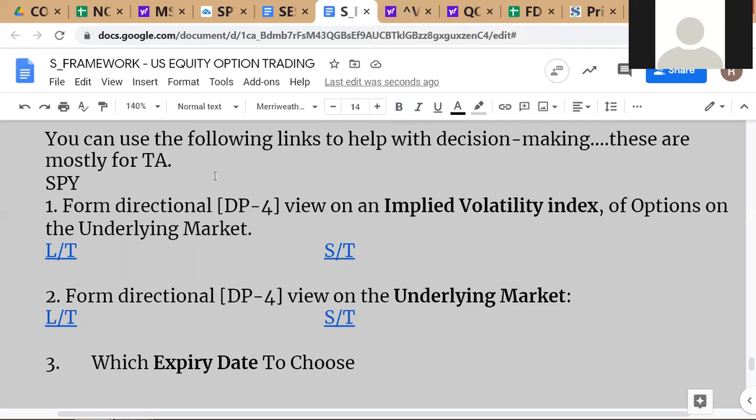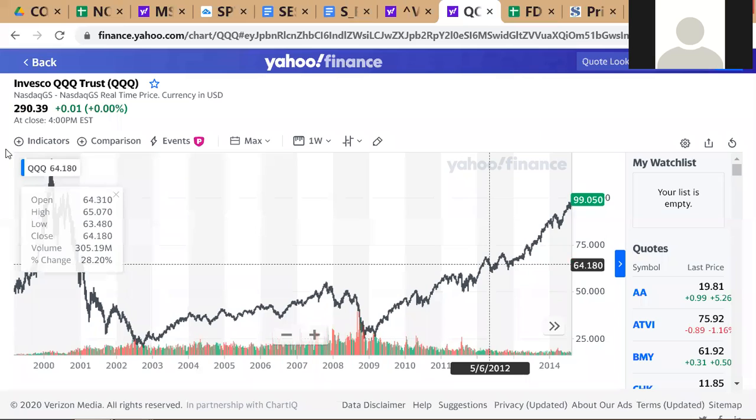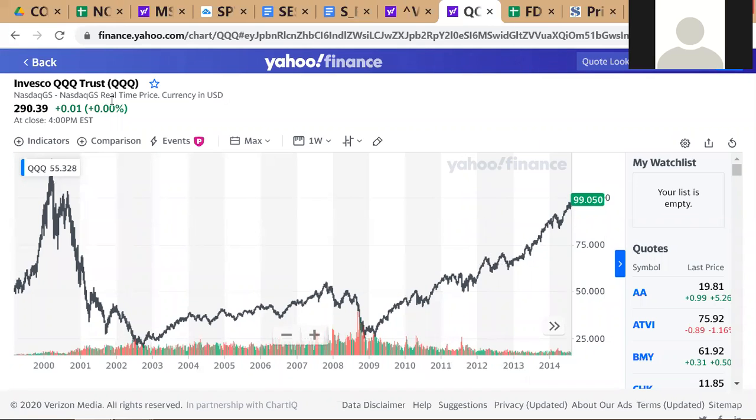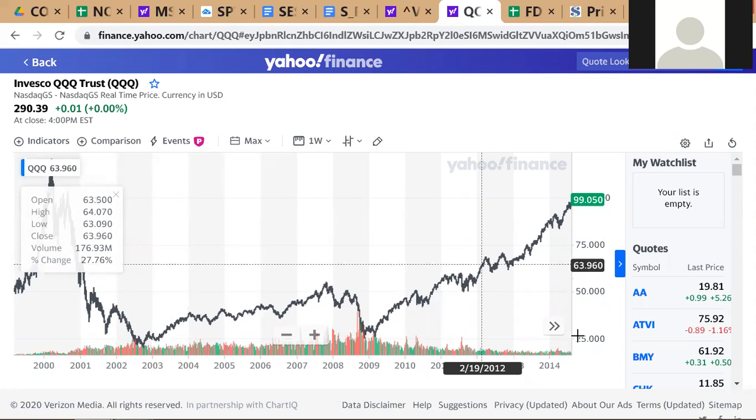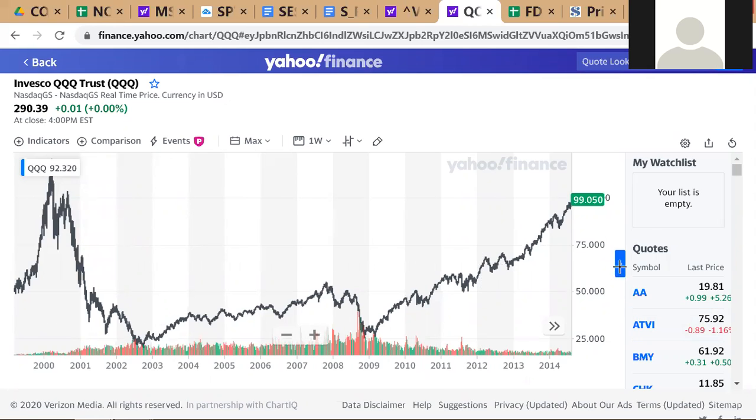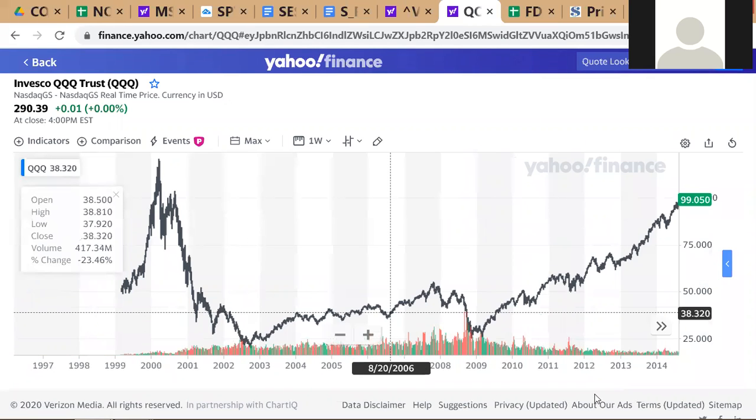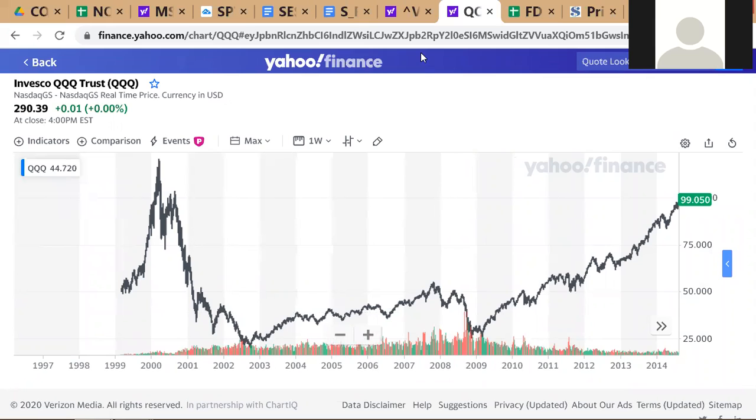But since the VIX chart somehow is not working, I changed my underlying to QQQ. SPY corresponds to the S&P 500 index, and QQQ corresponds to the NASDAQ 100 index. So if you remember, this is the QQQ trust. This tracks the NASDAQ 100 index. And this is our underlying asset prices chart. Put that here for long term.